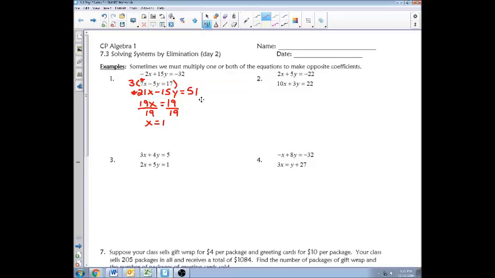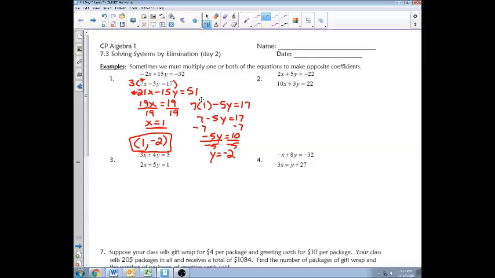So if I do that, I would have 7 times 1, because my x did equal 1, minus 5y will equal 17. Well, 7 times 1 is 7, minus 5y would equal 17. I need to subtract my 7 from both sides. Negative 5y would equal 10. Divide by negative 5. So y would equal negative 2. So my coordinate would be 1, comma, negative 2. All right?